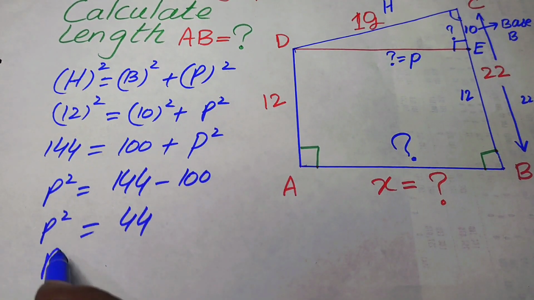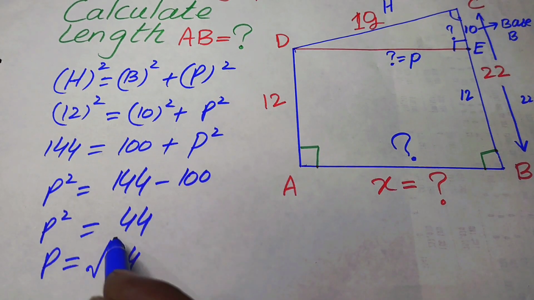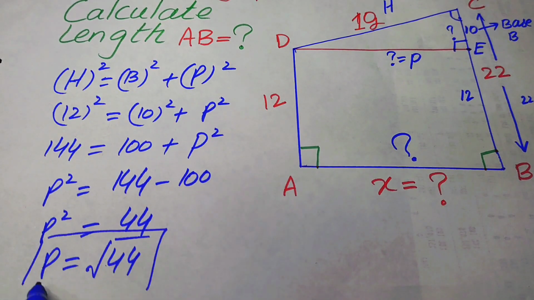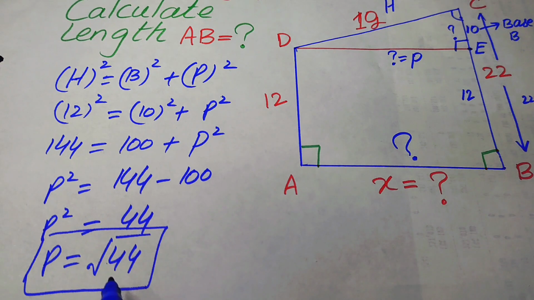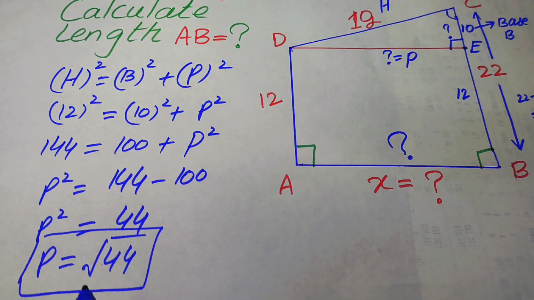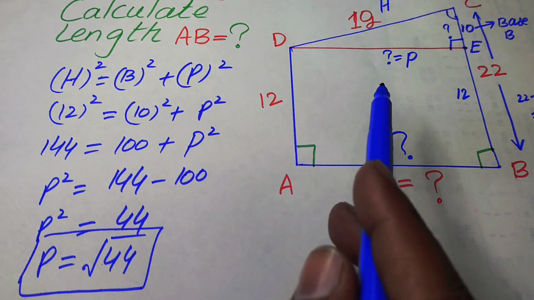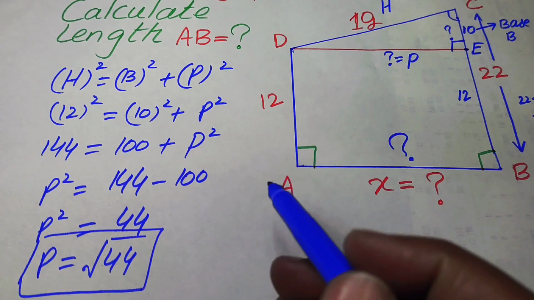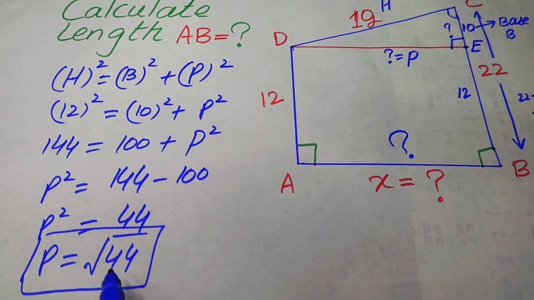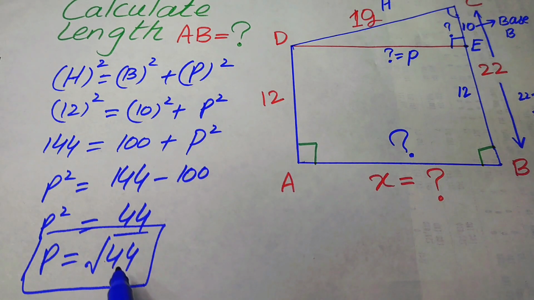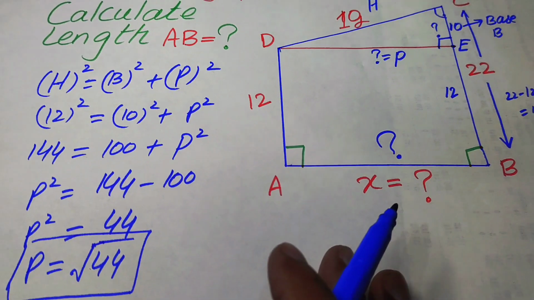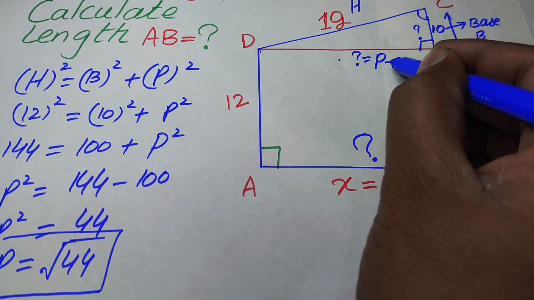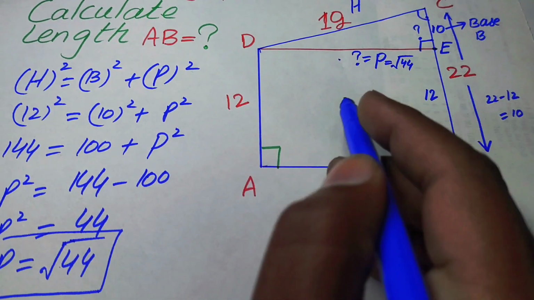After taking the square root on both sides, we find p is equal to square root of 44. Here we obtain plus minus square root of 44, and we neglect the negative term because p is the length of the side of a triangle, and we know that a length is always positive, so we cannot take the length as negative. We just proceed with the positive term. Okay, so the value of the perpendicular is square root of 44.